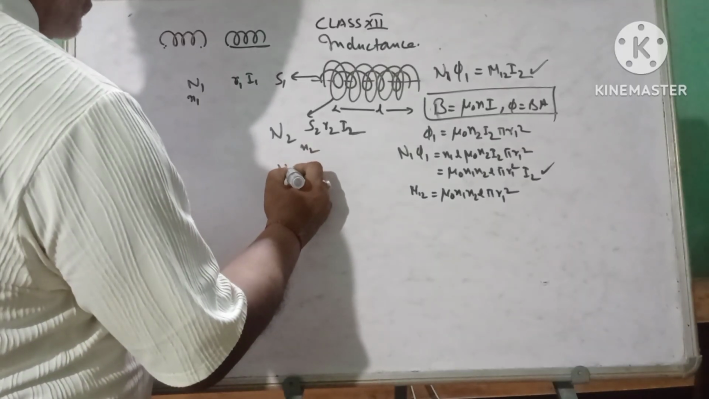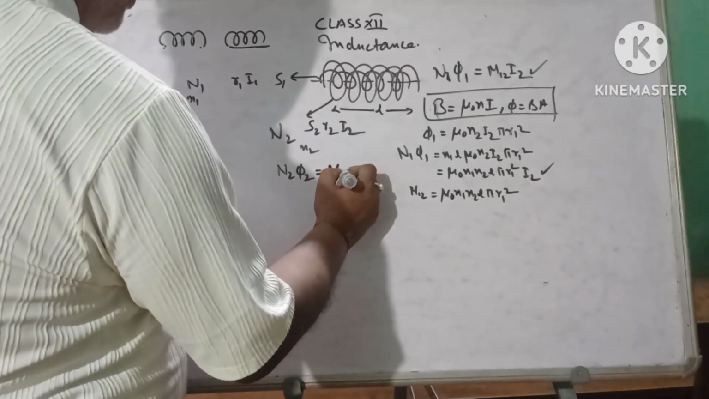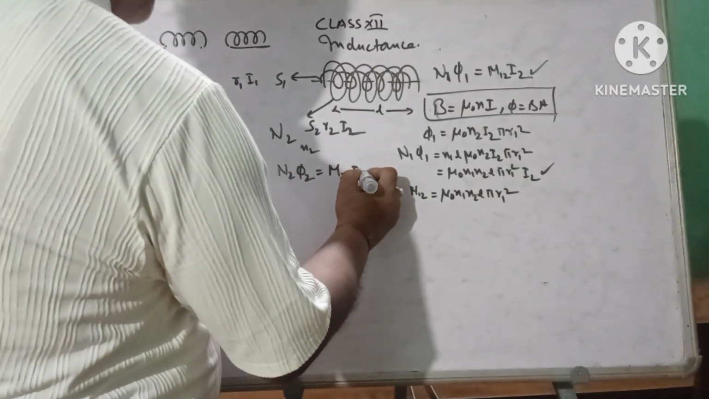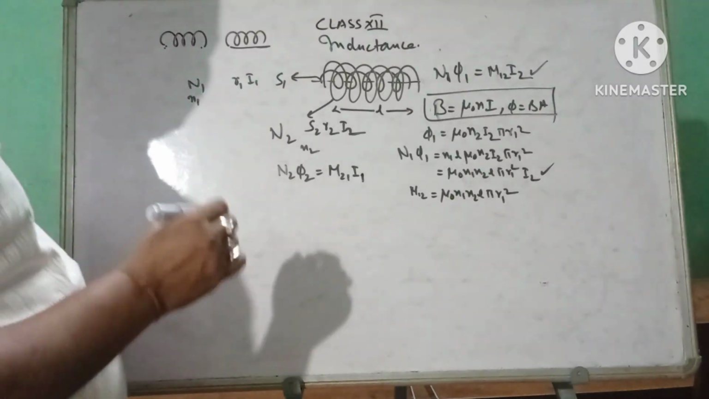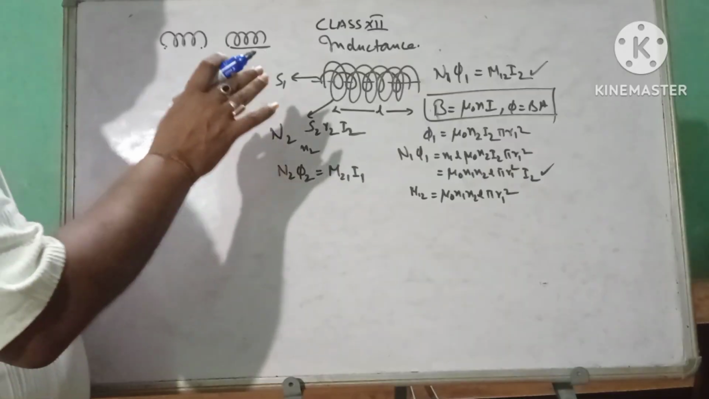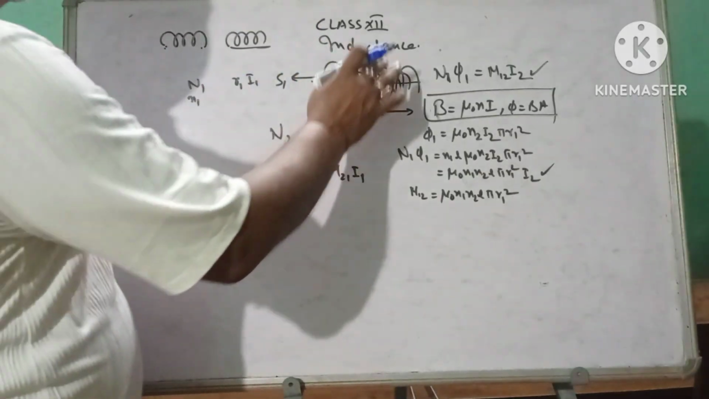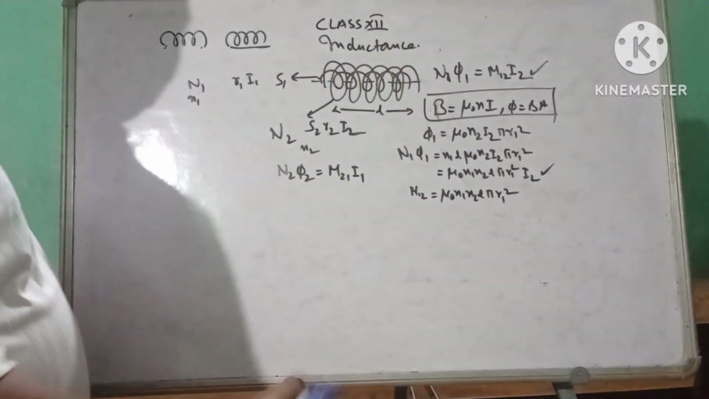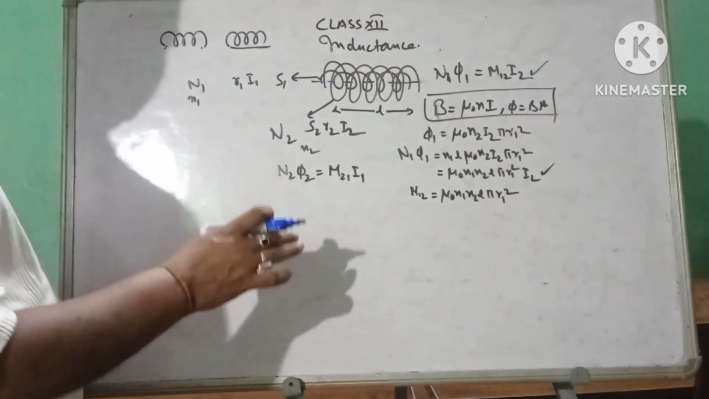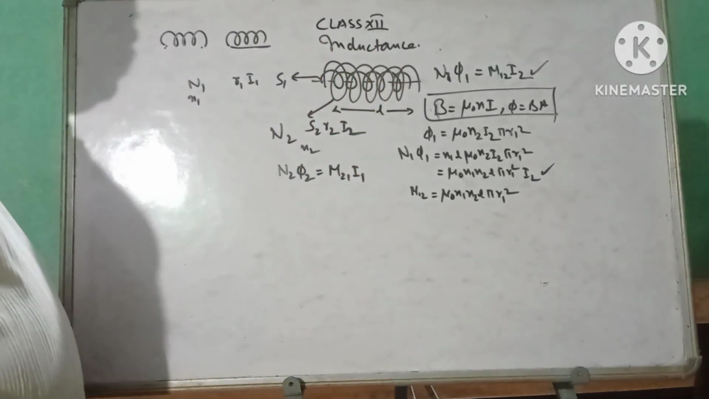So N2 phi 2 will be M21 I1, the current flowing. Remember that we are considering here the current flowing in the smaller coil and the flux linkage of the bigger coil.